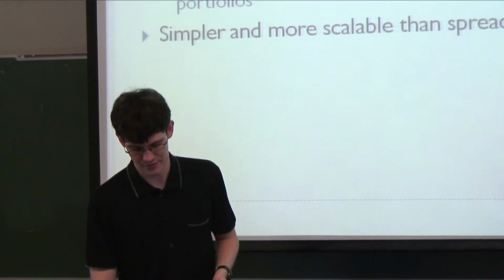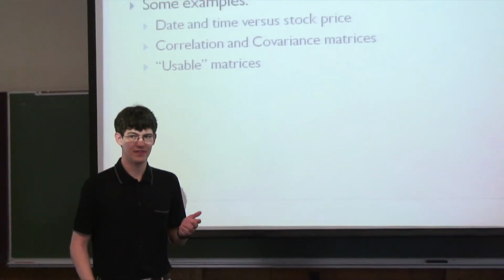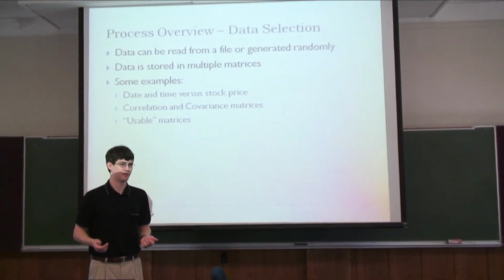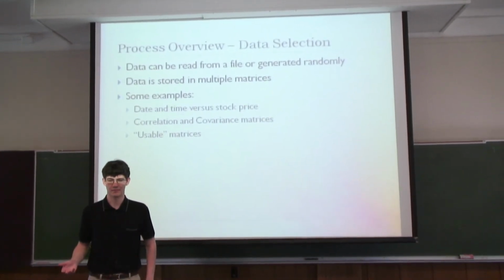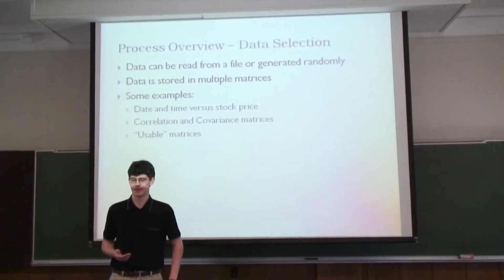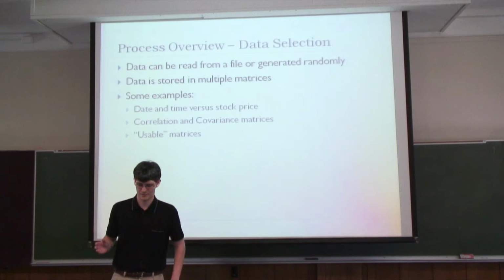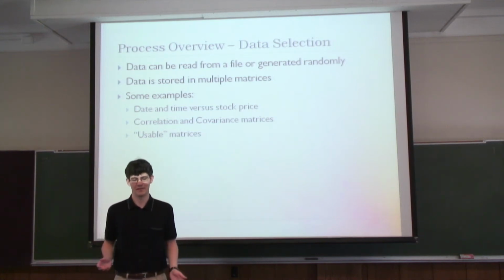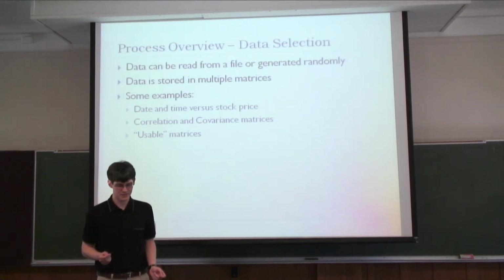So I'm just going to walk you through the process that I'm using. You can either read the data from a file, right now I just have a text file, but it wouldn't be that hard to read from a CSV. So if you have data that you put into Excel or some other spreadsheet program, you'd be able to read it into this, or generate randomly. And then the data is stored in matrices. I'm using MATLAB, so it has a lot of really useful linear algebra libraries.